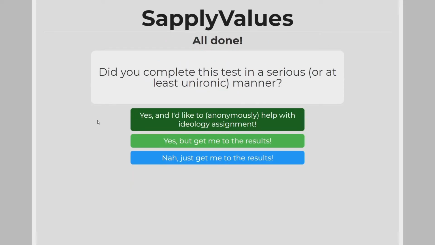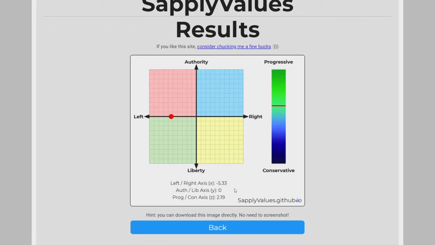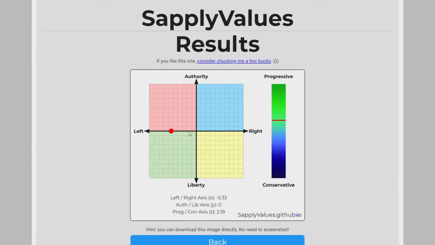Oh, I think I clicked multiculturalism is bad. Oh, shit. I think I double clicked there. Okay, that's fine. Let me just get to my results. And wow. These are my results. It looks like I am completely in the middle of authoritarian and libertarian, and I am left, obviously, negative 5.33. So I'm quite liberal in the middle there.